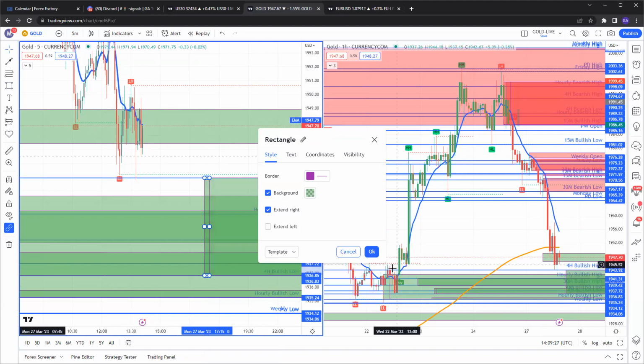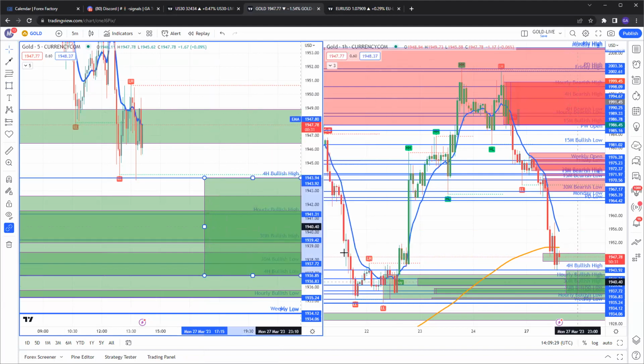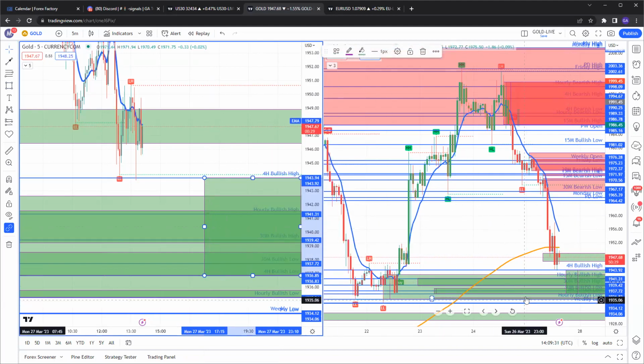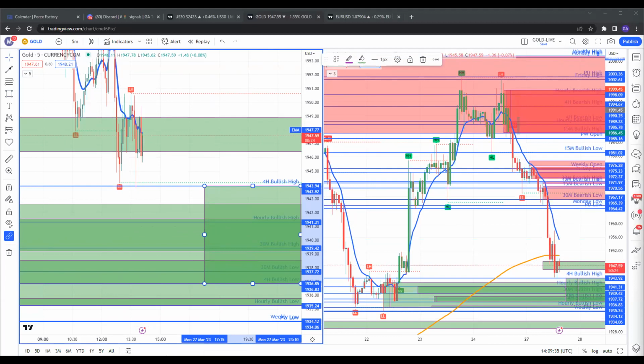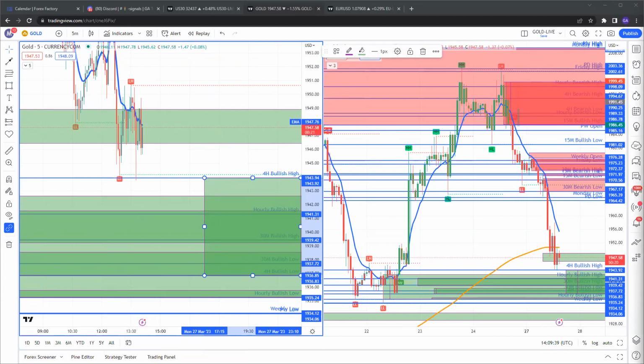So again, for me, I'm already up for the day. If you guys see any particular entries and you want me to look at them, let me know and I'll switch charts. But right now, I've already made my 1.5% for the day.